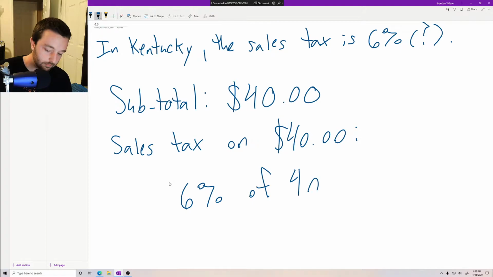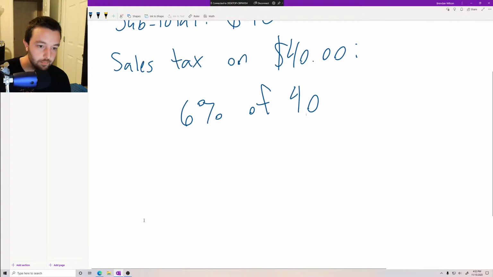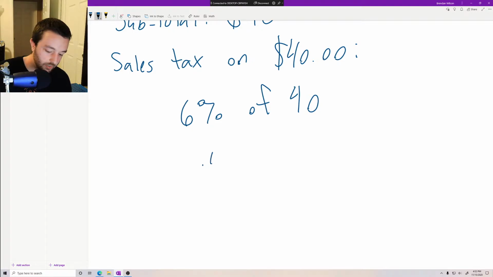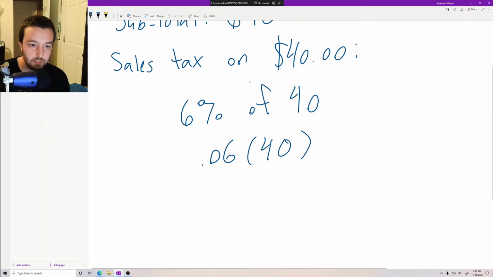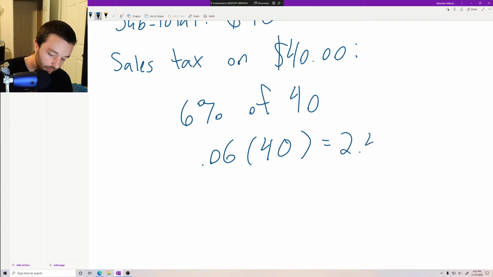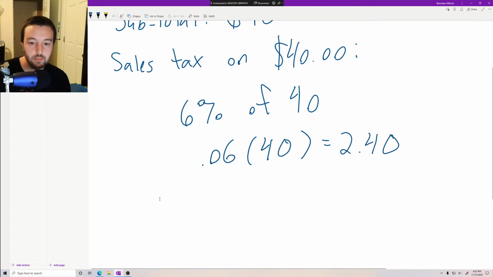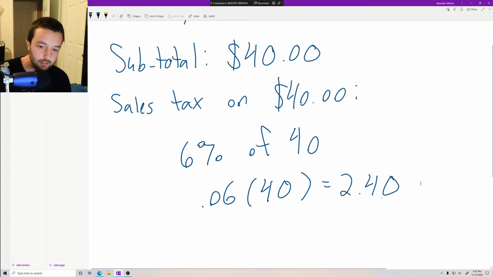Okay. And if you remember from the last section, this translates to we'd change the 6% into a decimal, so we'd have 0.06, and then we would multiply by 40. That of means multiply. So we change the percent to a decimal, and then we multiply by the second number. Okay. So we would do this. You can do it in a calculator. You should get 2.40. So the tax on the $40 is $2.40. Okay.